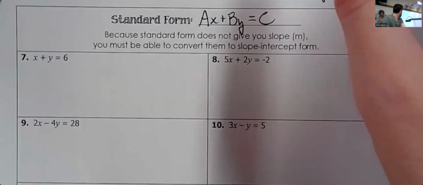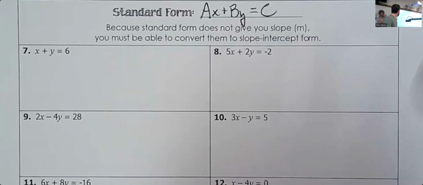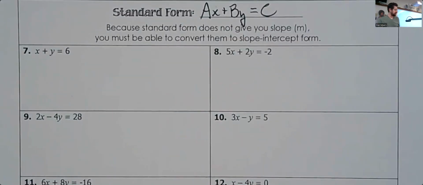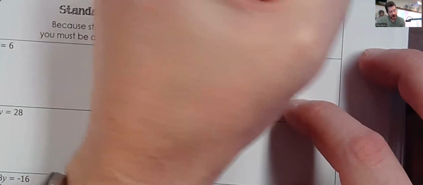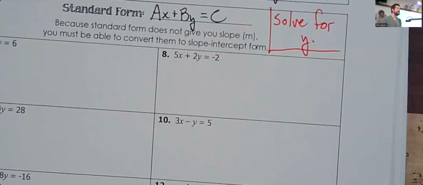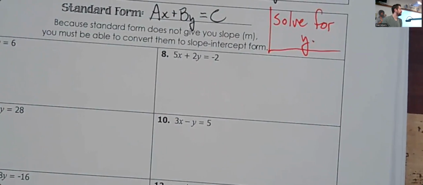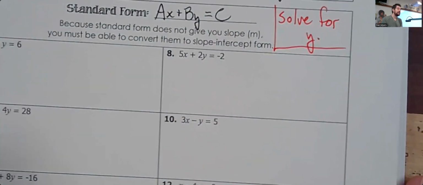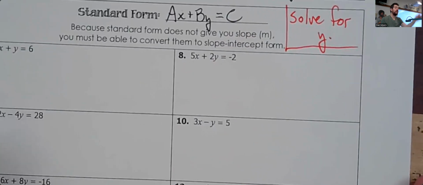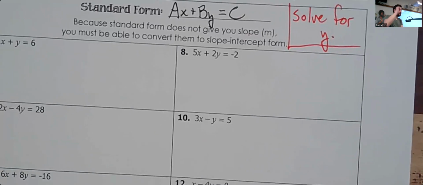And so what we need to do to get every single one of these into slope-intercept form, let's just write a little note off to the side. Solve, write this down, solve for Y, meaning get Y by itself. If you get Y by itself, the equation will be in slope-intercept form. So solve for Y. Once you have Y by itself, you can check out what the slope and the y-intercept of the equation are.